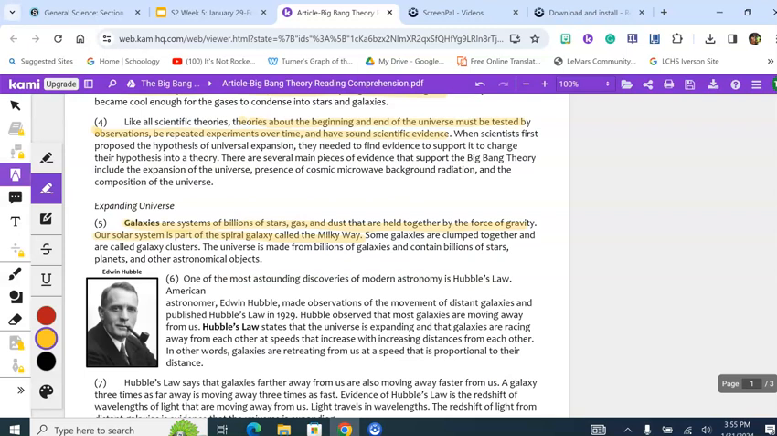So, this is just me inputting here. The farther they are away, the faster they move. Please highlight Hubble's law.